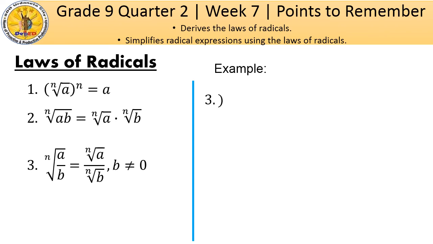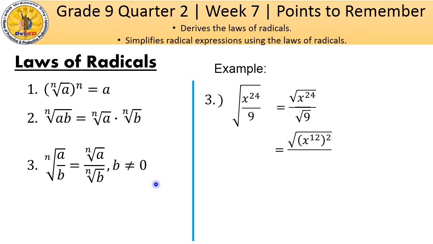Third law. The nth root of a over b could also be the nth root of a over the nth root of b, wherein b should not be equal to 0. Example, this radical can be written as the square root of x raised to 24 over the square root of 9. Then, simplify natin ang denominator at numerator nito.